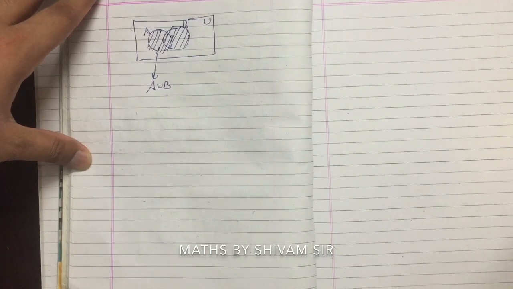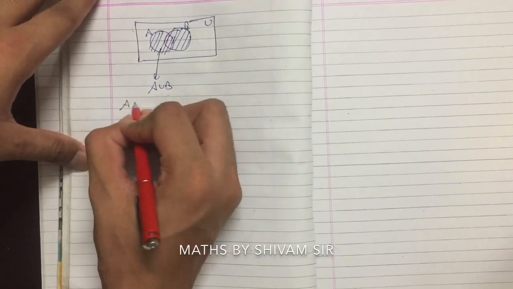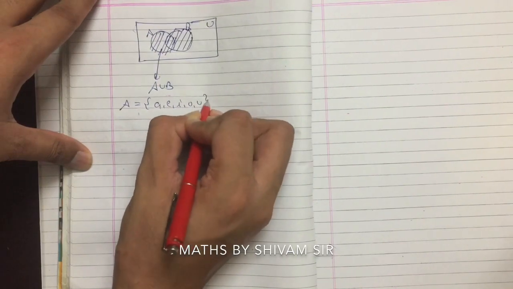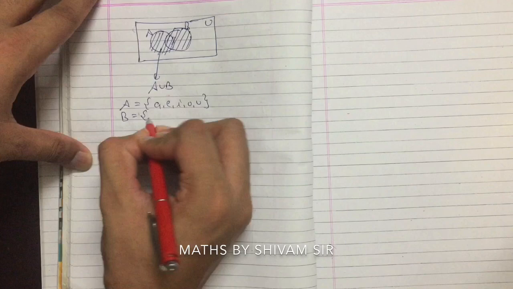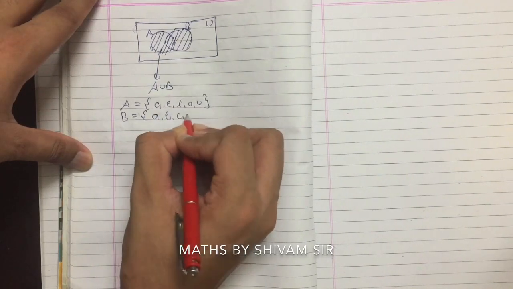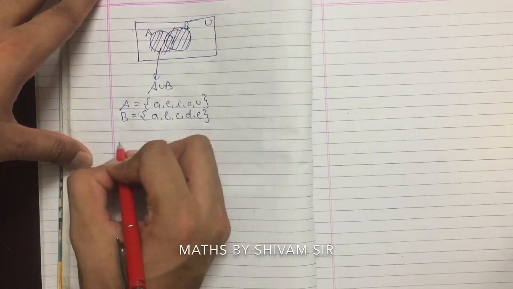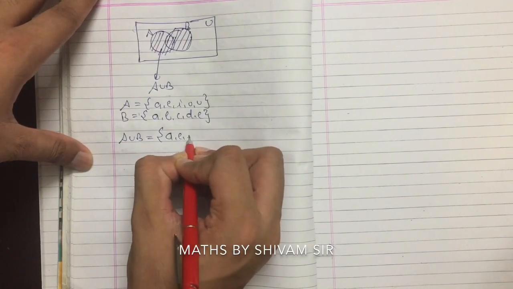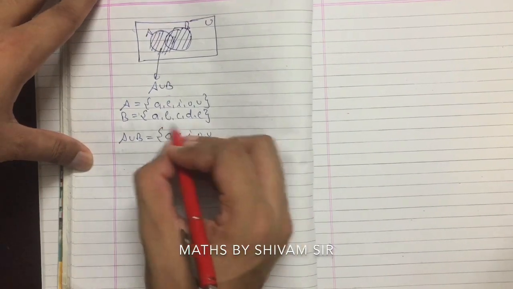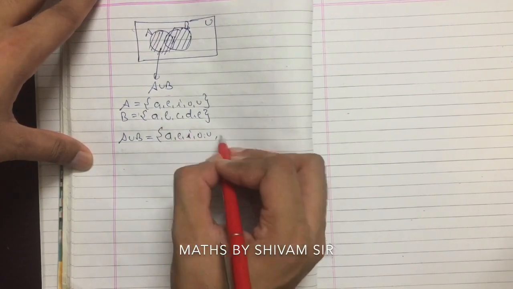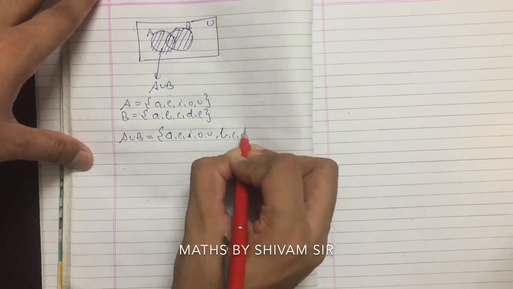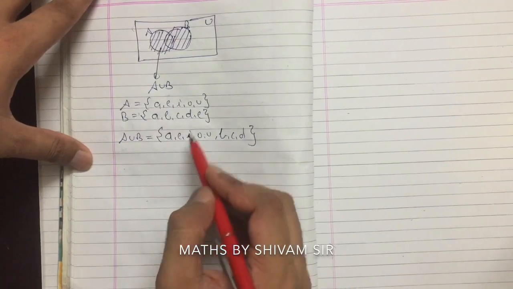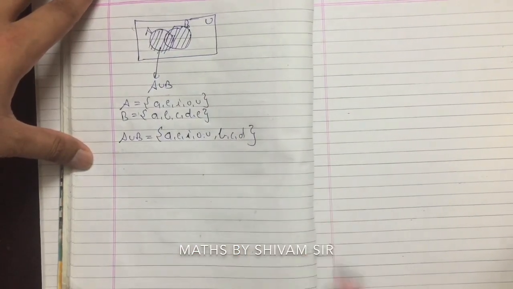So let's take another example. Let A be a set of elements A, E, I, O, U, and B be a set of A, B, C, D, E. So A union B means all the elements of A, A, E, I, O, U, and all the elements of B. B, C, D we take; A and E we have already taken. So this is A union B. All the elements of A, all the elements of B, and common elements taken only once.